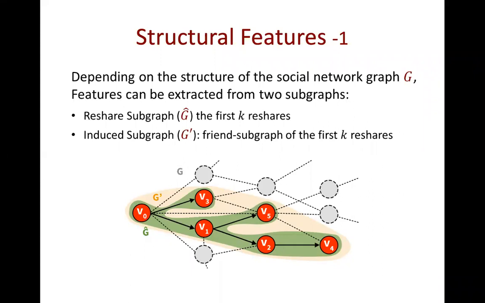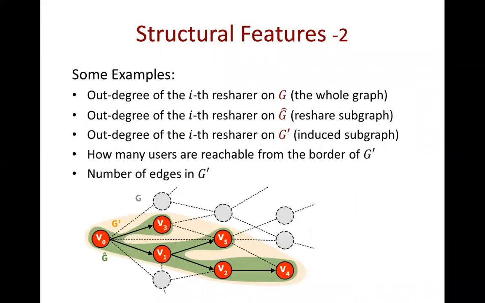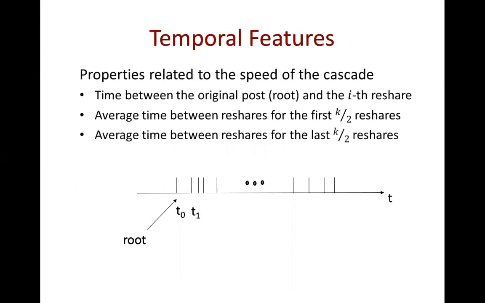Depending on the structure of the social network, features can be extracted from two types of subgraphs: the share subgraph, the first k shares, and the induced subgraph, the friend subgraph, which is basically the extended network of the second order compared to who reshared. We can compute the out degree of each reshare on the second graph type, the whole reshare graph, how many users can reshare, and the number of edges. All these features can be used.